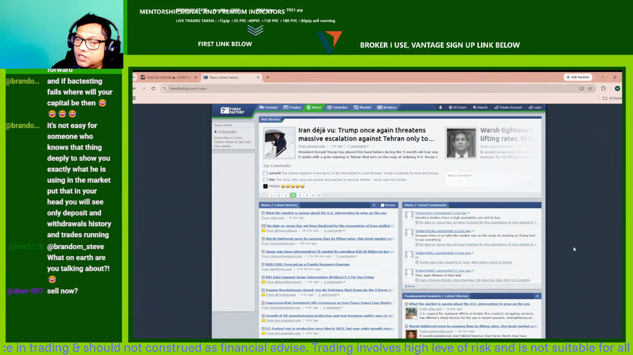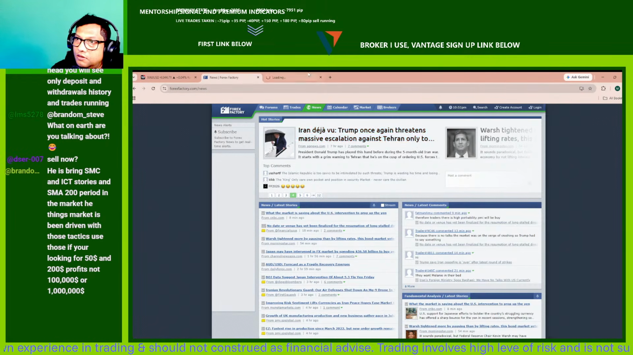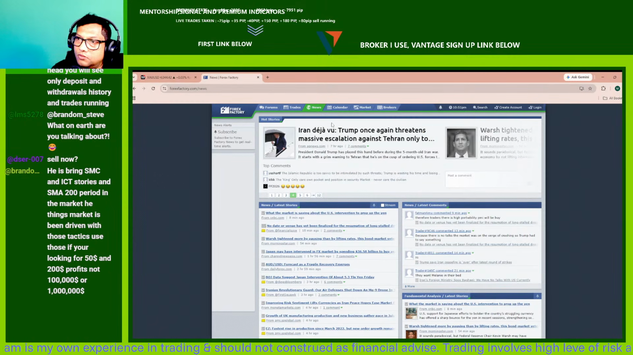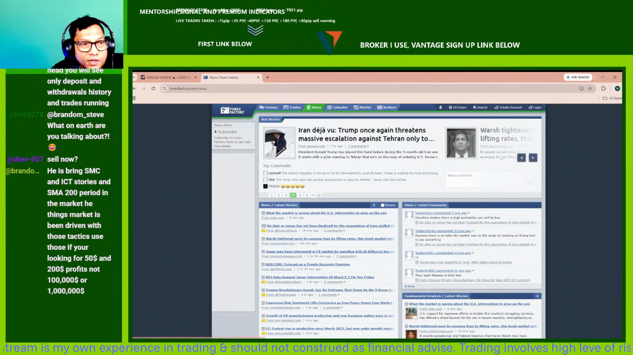Iran deja vu. Trump once again threatens massive escalation against Tehran, only to walk back. I don't understand what this Iran deja vu really is.